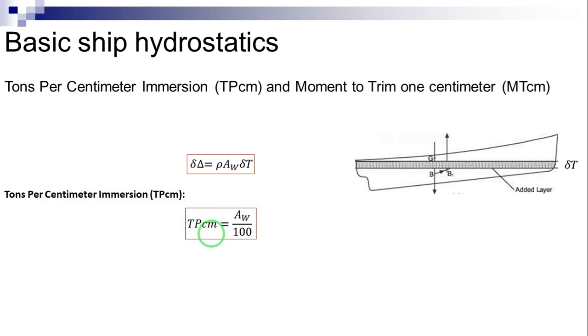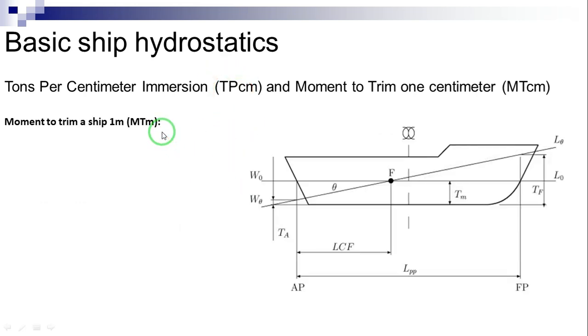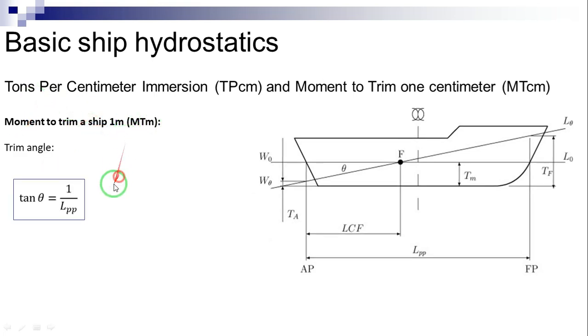Now let's calculate the moment necessary in order to change the trim of a ship with the length between perpendiculars of LPP by 1 meter, which is also referred to as MT meter or MT centimeter, in case the moment necessary to change the trim by 1 centimeter. The corresponding trim angle can be computed using this equation.